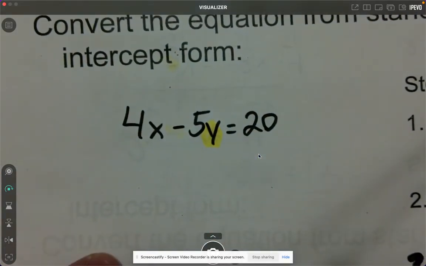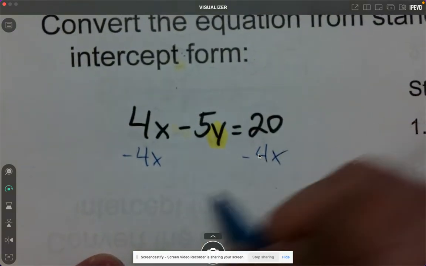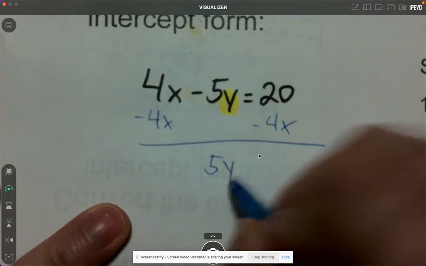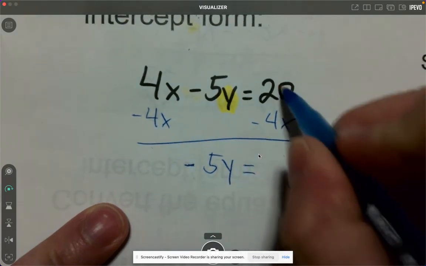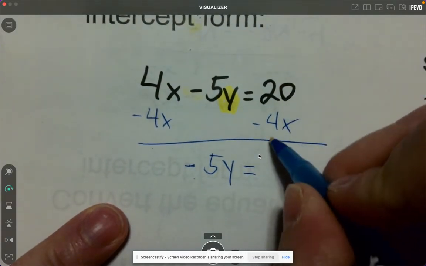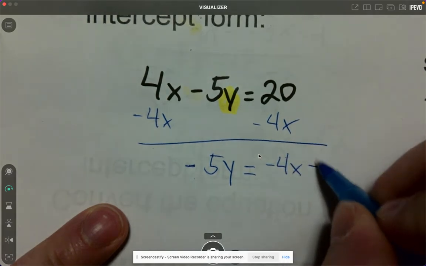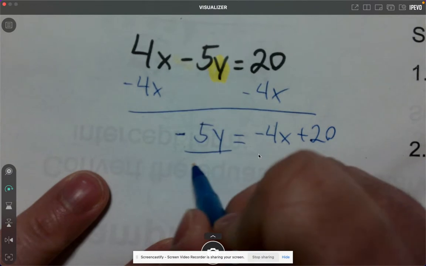So I'm going to minus 4x on both sides. Bring this down. I'm going to write 5y, but I'm not going to forget to bring down that negative. And again, now I'm going to write, I don't know what this is. The signs are different. So it's negative 4x plus 20. Okay, divide everything by negative 5.